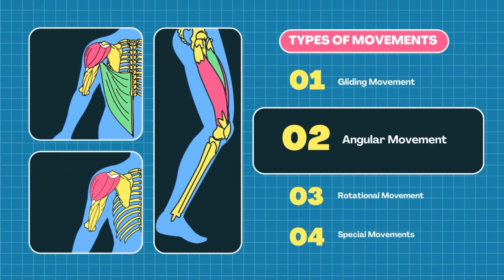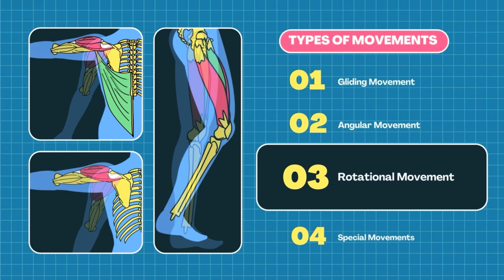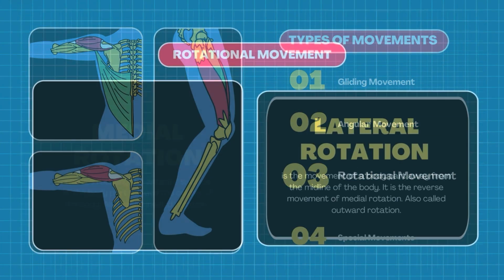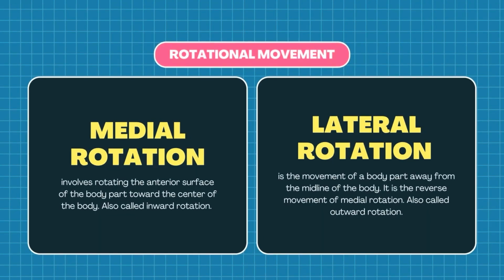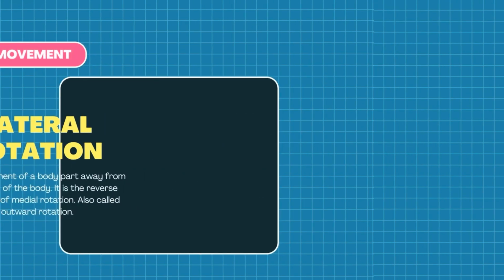After the angular movement, we also have rotational movement. Up first, we have medial and lateral rotation. Medial rotation involves rotating the anterior surface of the body part toward the center of the body. It is also called inward rotation, while lateral rotation is the reverse movement of medial rotation, as the movement of the body part is away from the midline of the body. This is also called outward rotation.